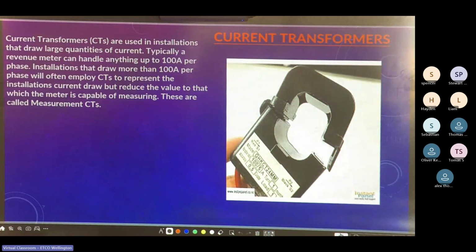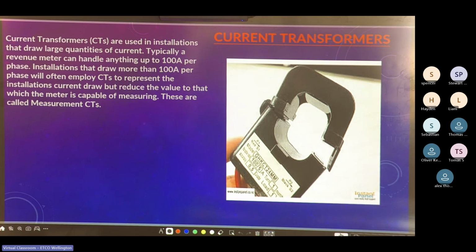Cool. So current transformers. We talked about them before, but we're just going to go over them because it relates to that question. Your current transformers, or CTs, are used in installations that draw large quantities of current. Typically, a revenue meter can handle anything up to 100 amps per phase. Anything more than that, you'll need to employ CTs to represent the installation's current draw, but reduce the value so the meter is capable of measuring it.